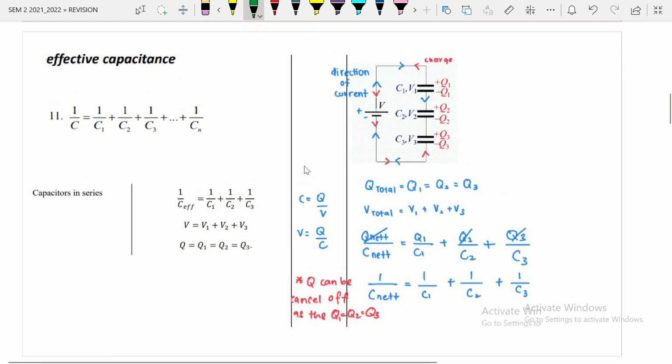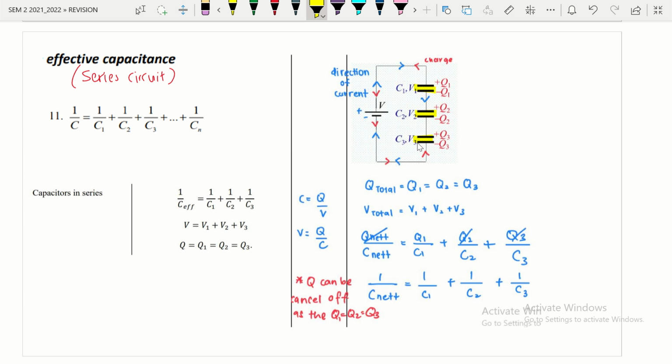Okay, now sekarang kita nak cari effective capacitance. Okay, so for the first one, kita akan cari untuk series circuit dahulu. Kita akan ada dua circuit, whether it is series circuit or it is parallel circuit. What does it mean by series circuit? So, series circuit maksudnya awak punya capacitance ini disusun secara macam jiran. Tak disusun secara bertingkat, dia disusun secara bersebelahan.